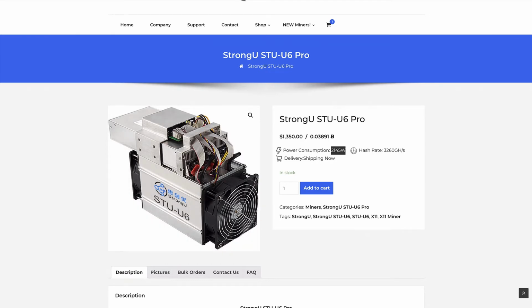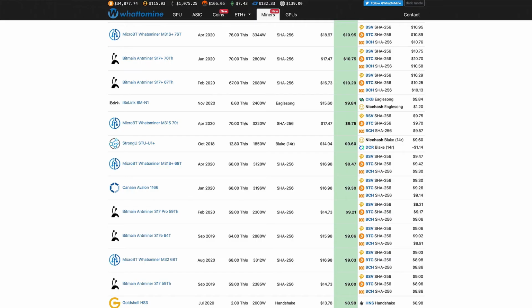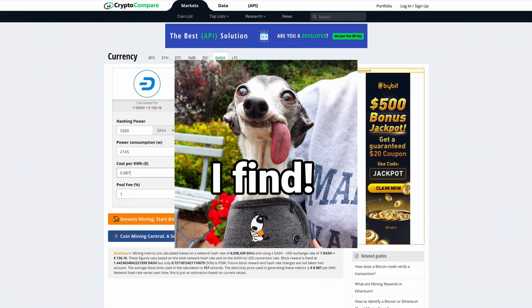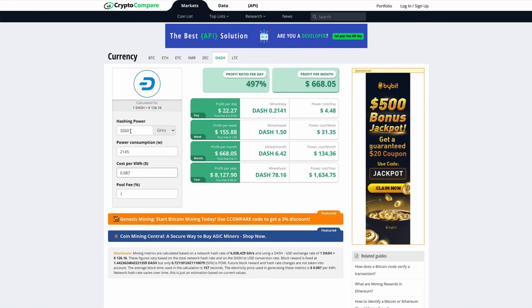So let's plug that into a calculator. Let's see, where did my calculator go? Okay, 3260 gigahash per second. Power consumption's about average. Here in Utah, I'm paying about 87 cents per kilowatt hour. And after I pay the power bill, this box is going to be bringing me in $8,000 a year, you know, $600 a month. Man, that's enough to cover my car payments. So that's exciting. I think a lot of people are getting excited about this.